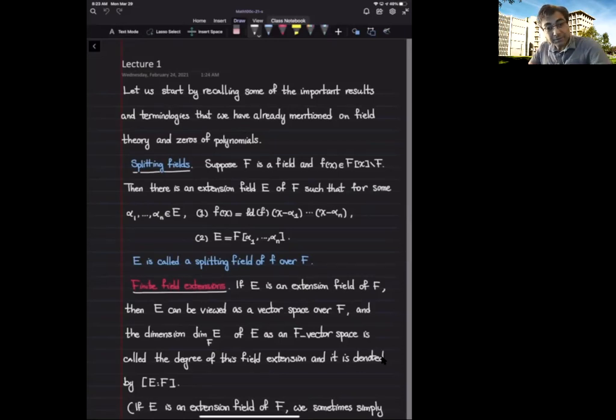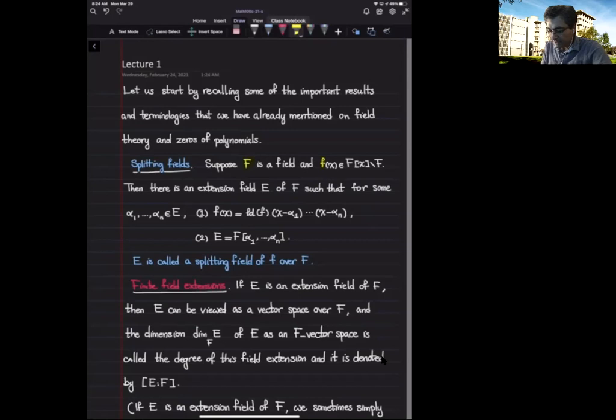So far we have learned about splitting fields. So what does that mean? We started with a single variable polynomial, and then we showed that we can find an extension of our base field where this extension contains all the zeros of this polynomial f. And we can consider the subfield that is generated by these zeros. That field is called a splitting field of the polynomial small f over the base field capital F. So we showed the existence of such a field, and that we call splitting field of the polynomial f over the base field capital F.